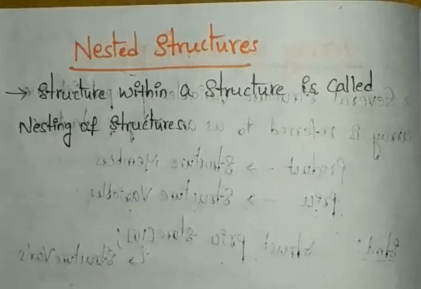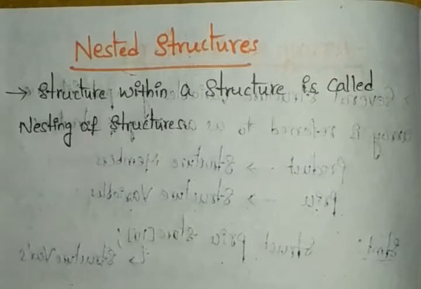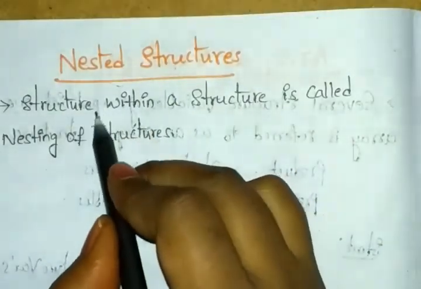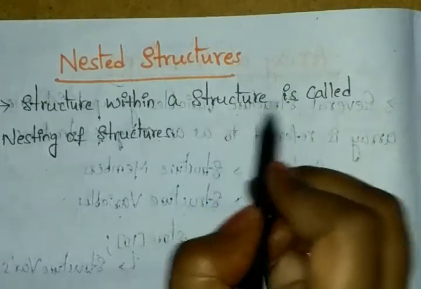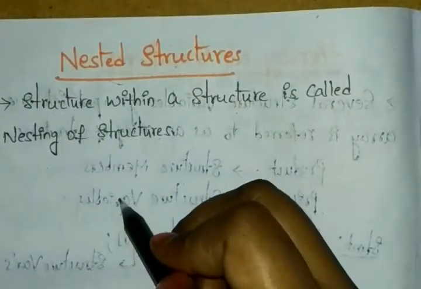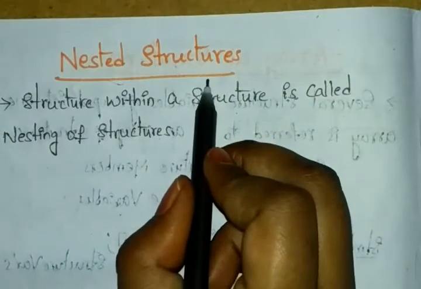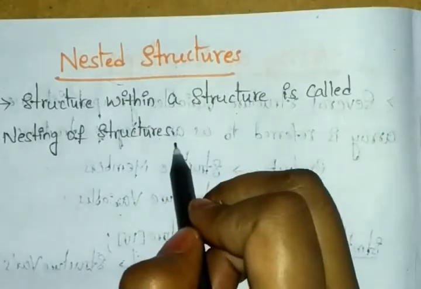Hello everyone. In this session we will discuss nested structures. Nested structures means a structure within a structure, a nesting of structures. In one structure we can include several structures inside of it.